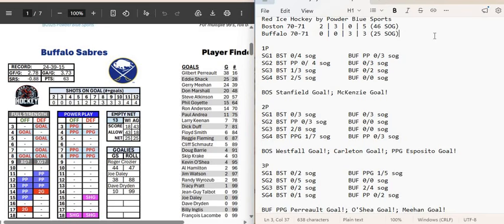5 divided by 46. That's an 82 shot save? What am I doing wrong? 5 times 46? No? What am I doing wrong? 5 divided by 46.